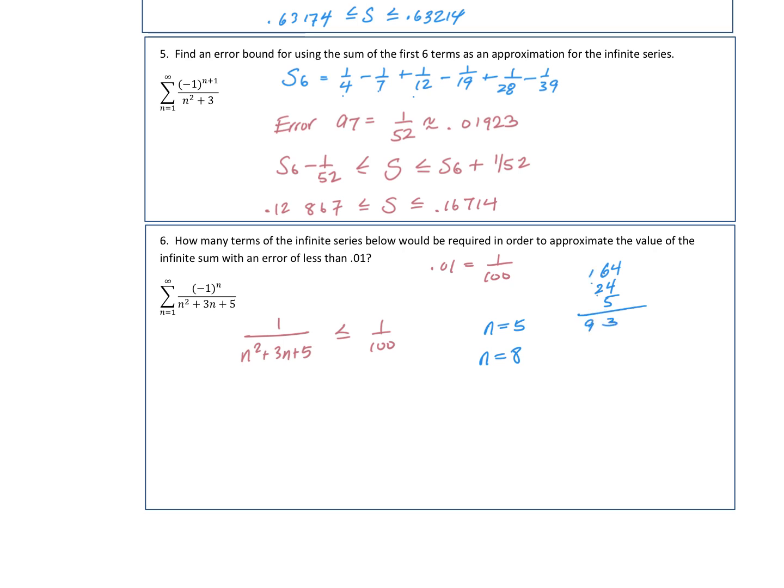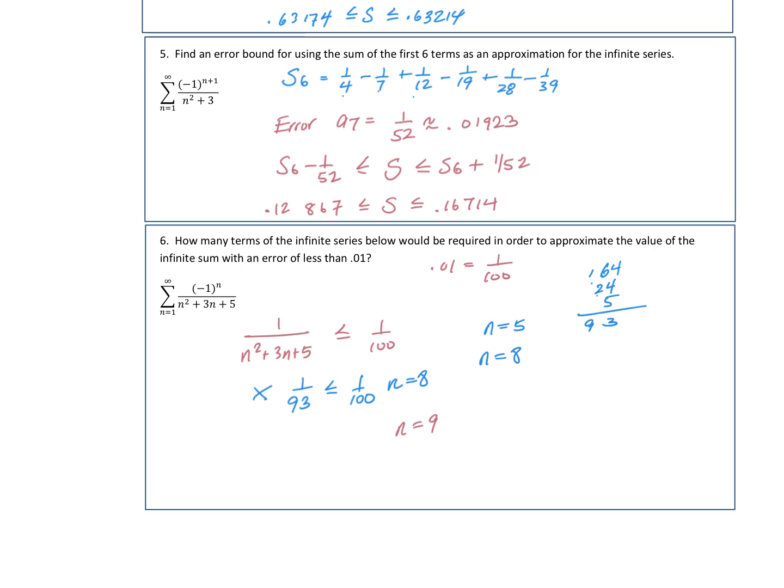I get 93. So if n is 8, we get 1 over 93 less than or equal to 1 over 100. So that's at n equals 8. So that is not true. To be smaller, the bottom needs to be bigger. So then I went up to 9, but I'm close. 9 is going to work. So n equals 9. Let's just confirm it.